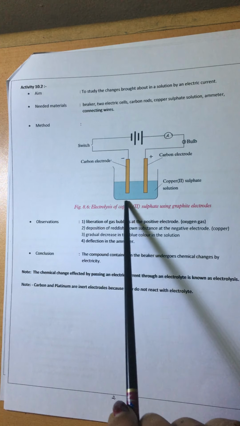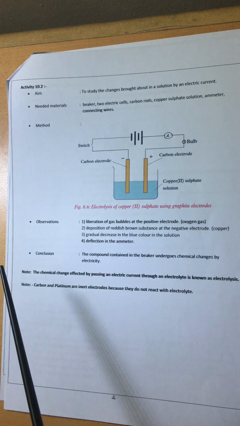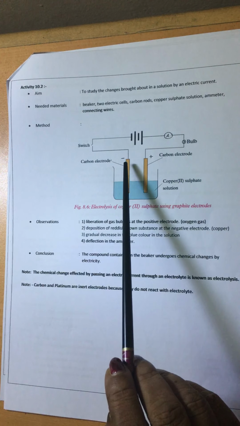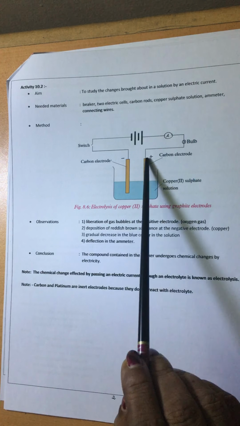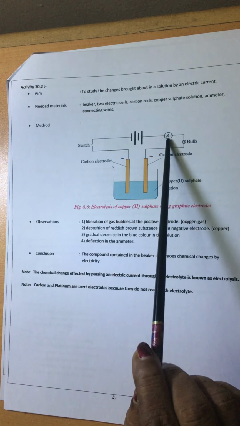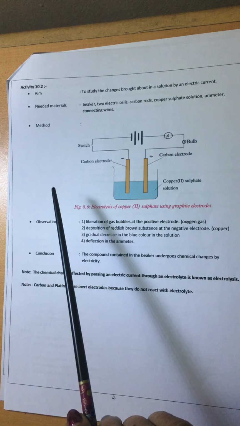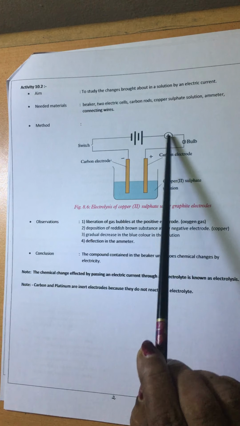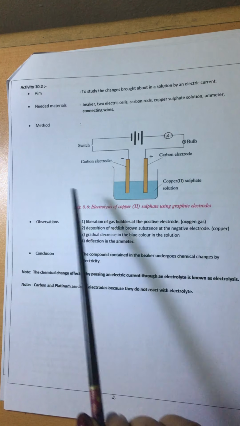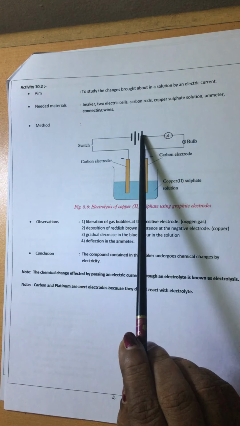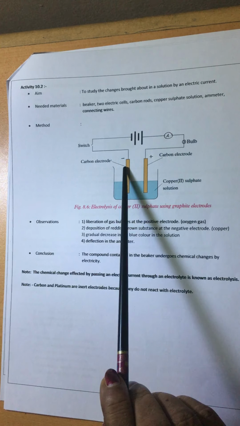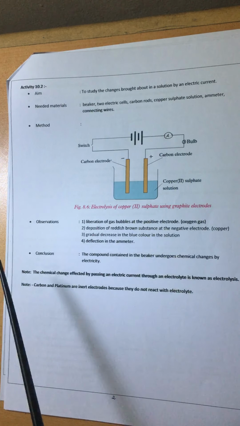For the electrolyte, we are taking copper sulfate solution. The electrodes are both carbon rods. Here two electric cells are used. The ammeter we use to identify whether current is flowing, or to measure the current, and the bulb is also connected here, along with a switch. You know the positive terminal of the battery is connected to the positive electrode, and the negative terminal is connected to the negative electrode, right?